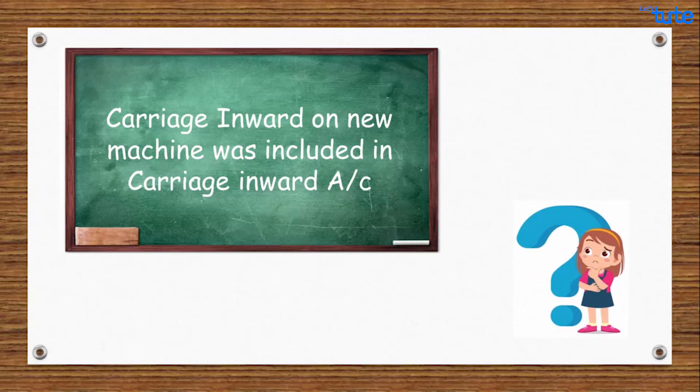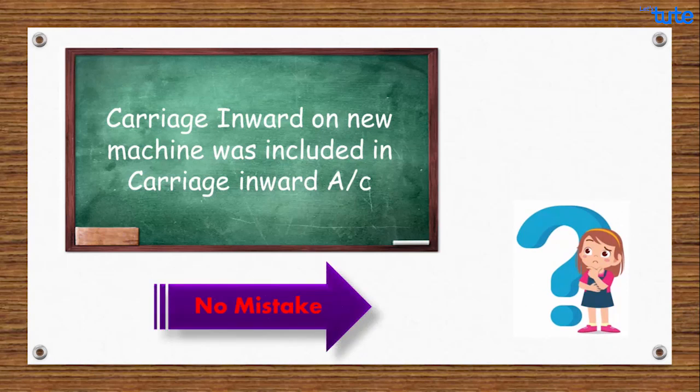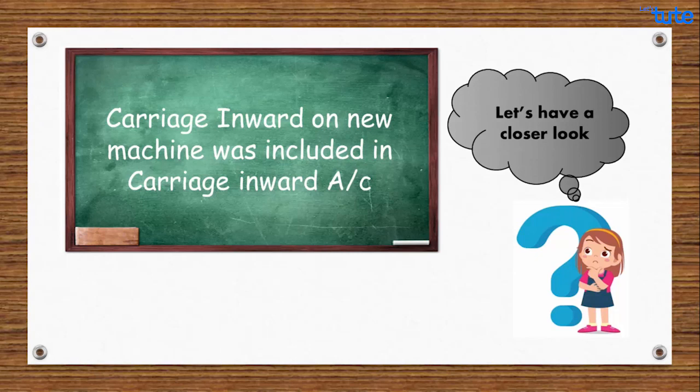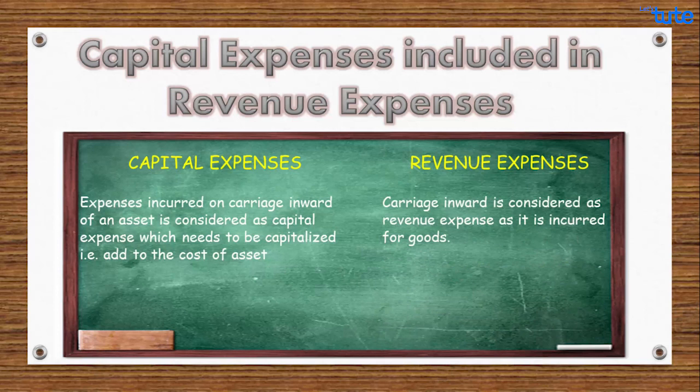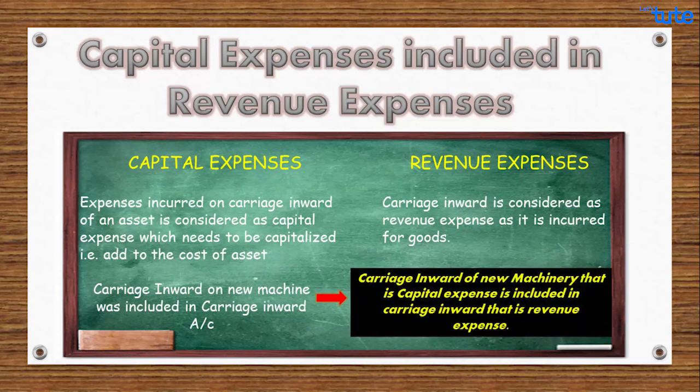At first sight, there seems to be no mistake in it, but when you have a closer look, you will find that the expense incurred on carriage inward of an asset is considered a capital expense, which needs to be capitalized, that is, added to the cost of the asset. And carriage inward is otherwise considered a revenue expense as it is incurred for goods. As given in the above example, carriage inward for new machinery was wrongly included in the carriage inward account. That is, capital expense is included in revenue expense.